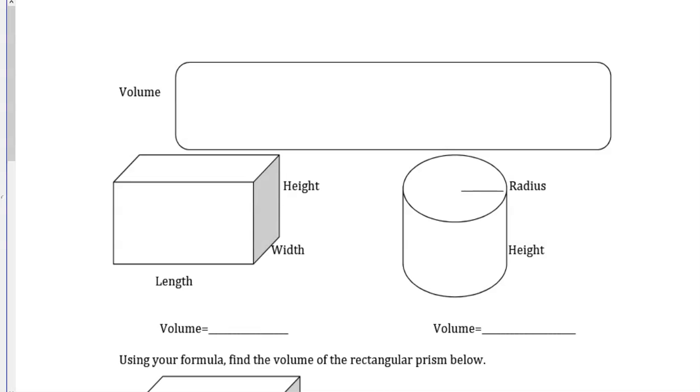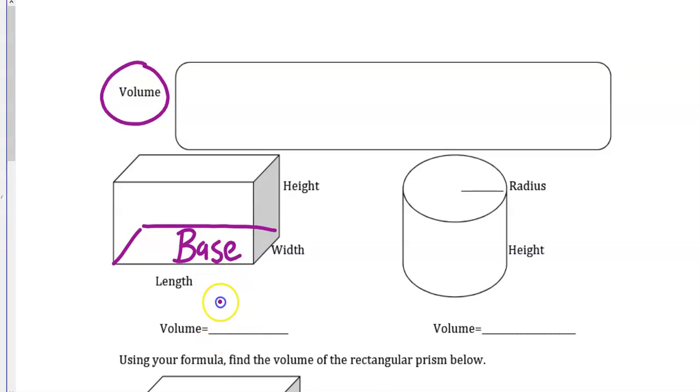Hi students, this is Mrs. Myers with a lesson on volume. We've already learned how to find the volume of a rectangular prism that we have here, and you should have in your notes. And that is that we find the area of the base, which is length times width, and then we multiply that times the height right here. And so we learned and we practiced how to find and apply volume of a rectangular prism.